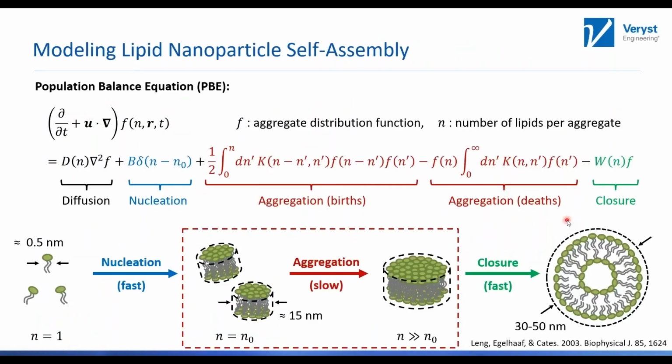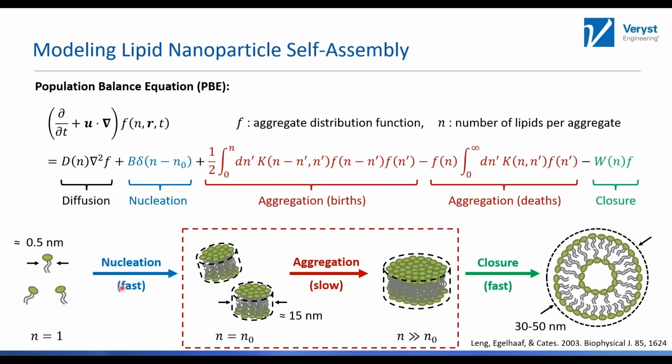So how does one go about modeling lipid nanoparticle self-assembly? I just showed you a complicated multi-component system. What we're going to do as a first step is simplify it into a one-component self-assembly model. So one-component self-assembly, I'm showing on the bottom here, where you have a set of monomeric lipids that form eventually a closed liposome or vesicle that serves as the lipid nanoparticle.